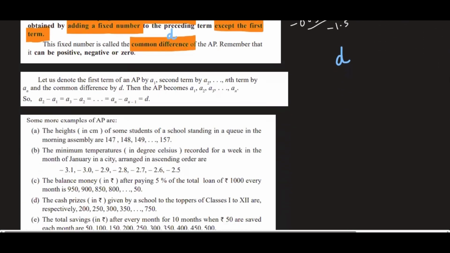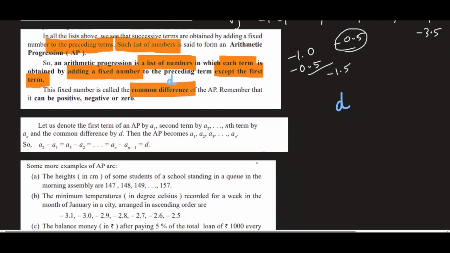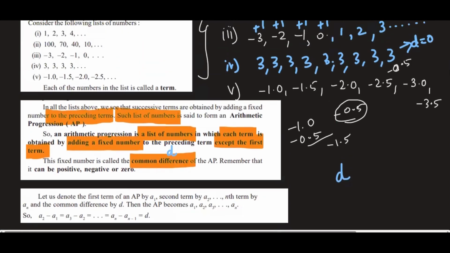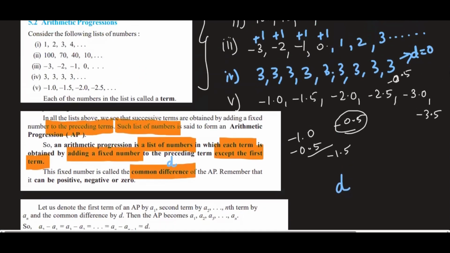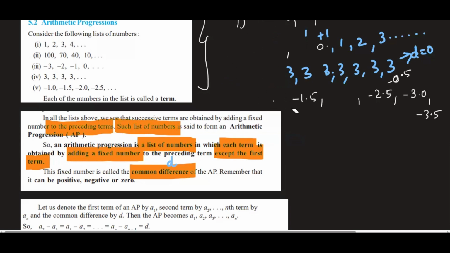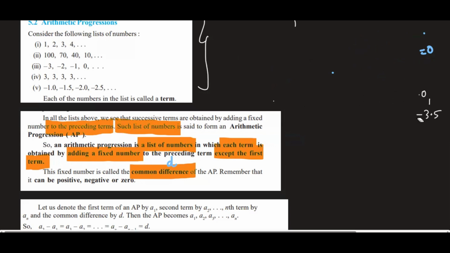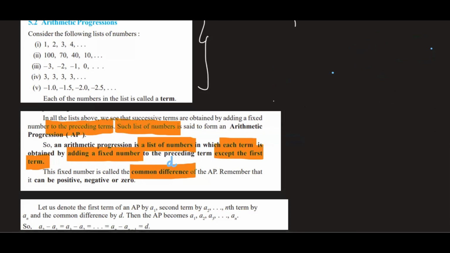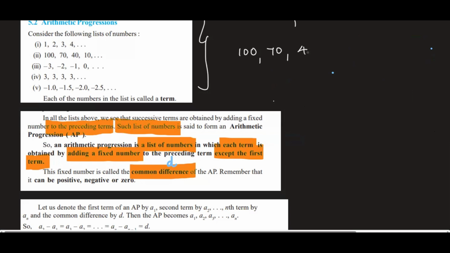Now, how do I find what d is here? How do I find the common difference? Let's take any one example. We will take example 2. Here, example 2 is 100, then 70, then 40, then 10.